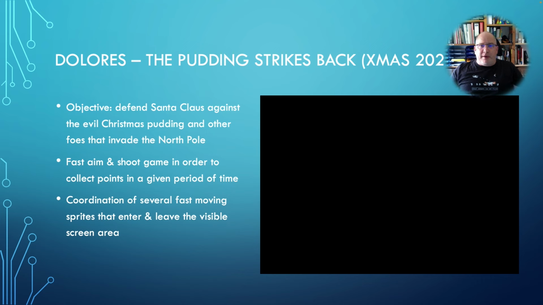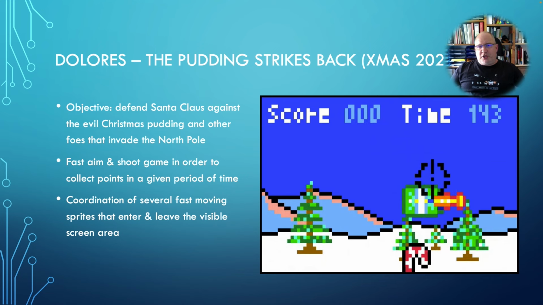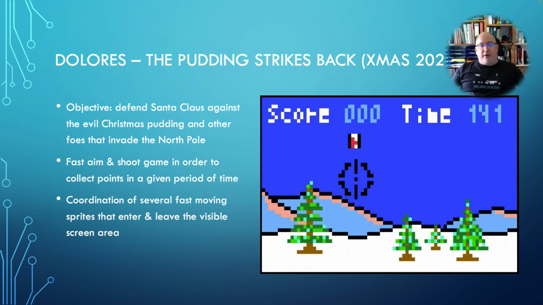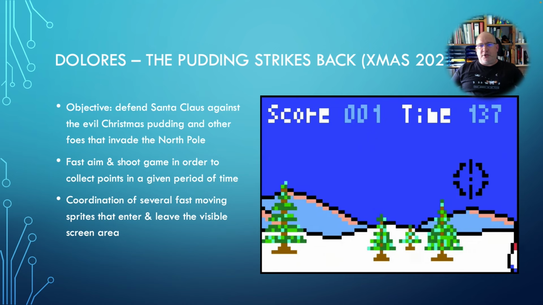So the problem is you need to coordinate and move several sprites, and they should also move fast to give the game a bit more difficulty, and enter and leave the visible screen area at different positions. Have another impression of the gameplay now. You can see the time is running down, and here one enemy foe is a candy stick, which you can shoot, or the champagne bottle gives the most points. And you can see now, yes, success. So we shot the candy stick.